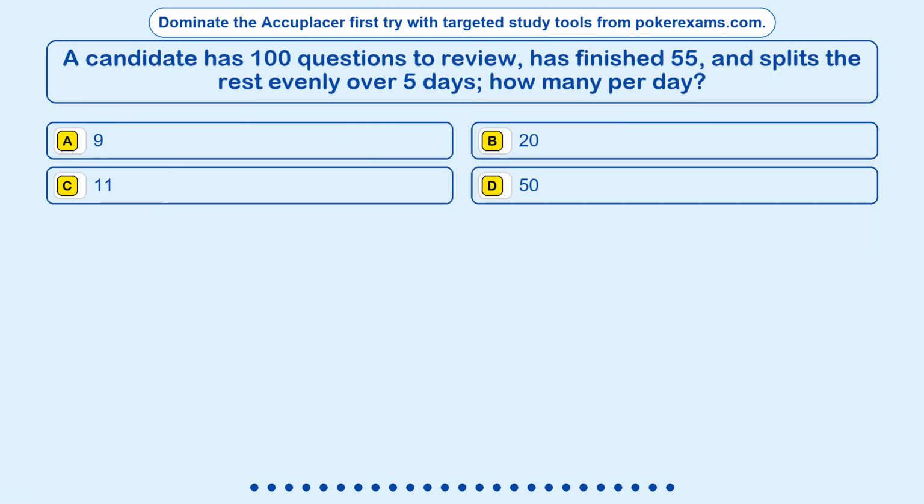Question 8. A candidate has 100 questions to review, has finished 55, and splits the rest evenly over 5 days. How many per day? Option A, 9. Option B, 20. Option C, 11. Option D, 50.